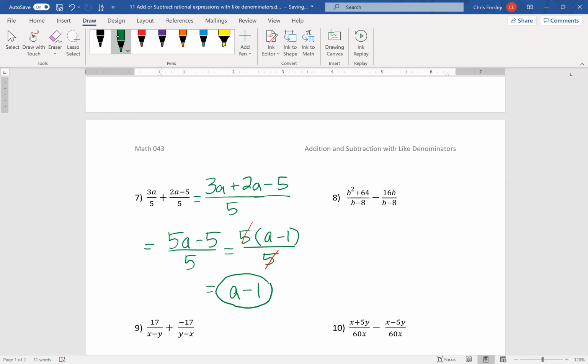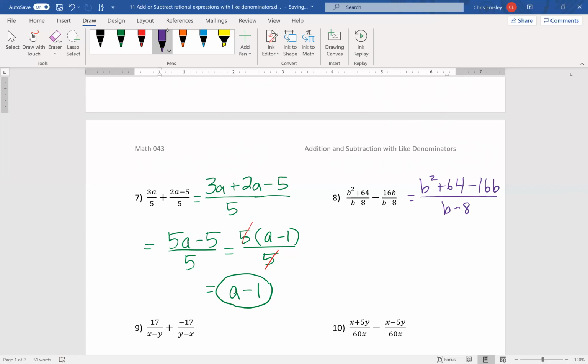How about number 8? This time our common denominator is b minus 8, so that stays across the bottom. Up top, we get b squared plus 64. We are subtracting this time, so it's a minus 16b. And what do you think we should do there? We do need to simplify.